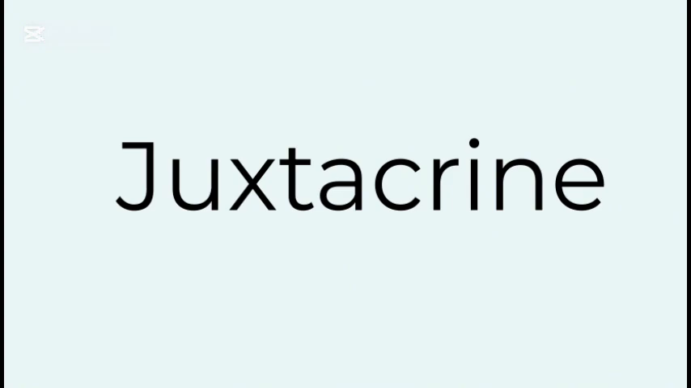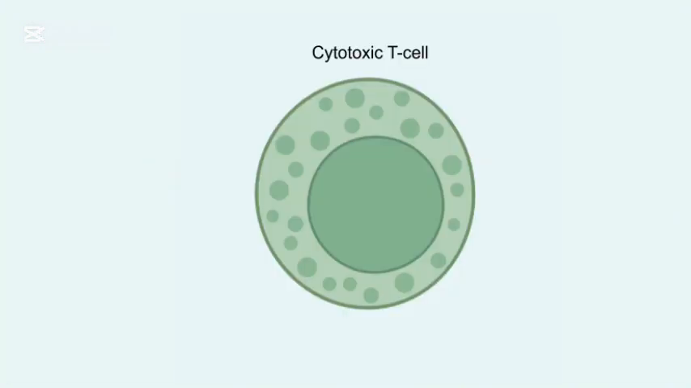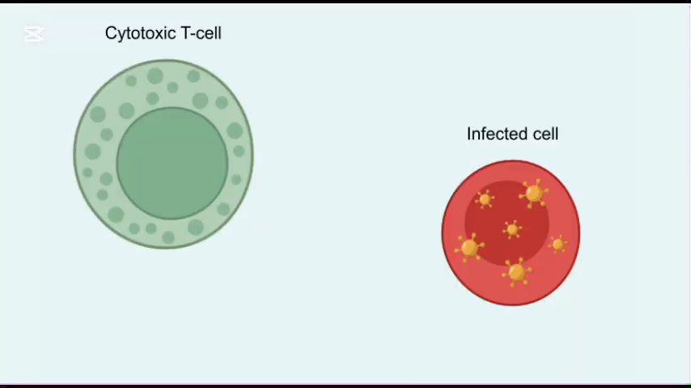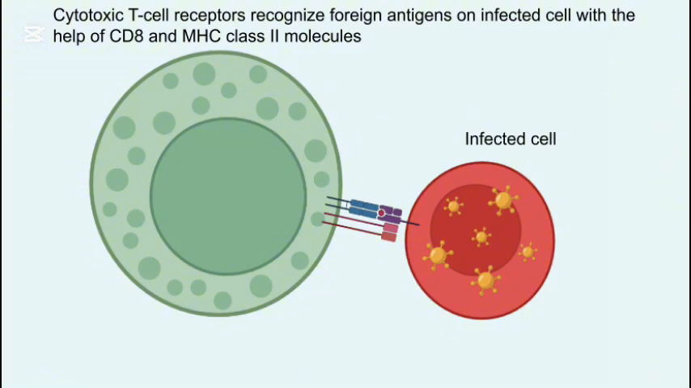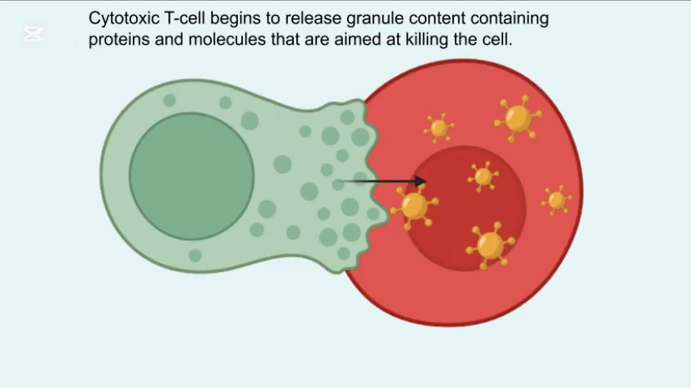Juxtacrine signaling. Here is a cytotoxic T cell. Its primary function is to identify and destroy cells infected with a pathogen. When the cytotoxic T cell comes in contact with an infected cell, it recognizes foreign antigens on the surface of the infected cell. The T cell immediately begins to release toxic granules containing many enzymes targeted at killing the infected cell. The granules travel a very short distance since the two cells are so close together.